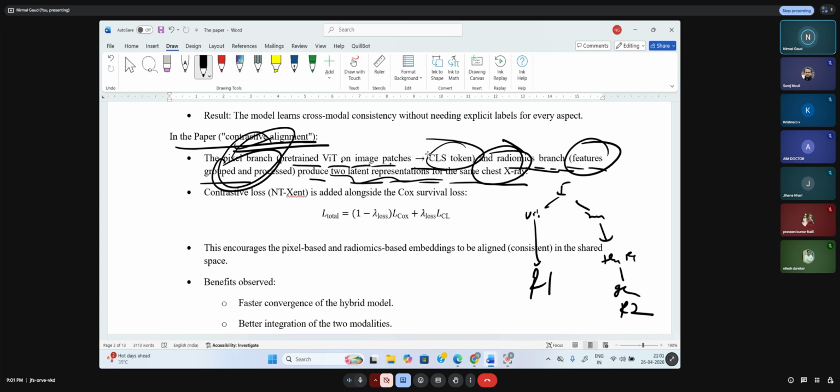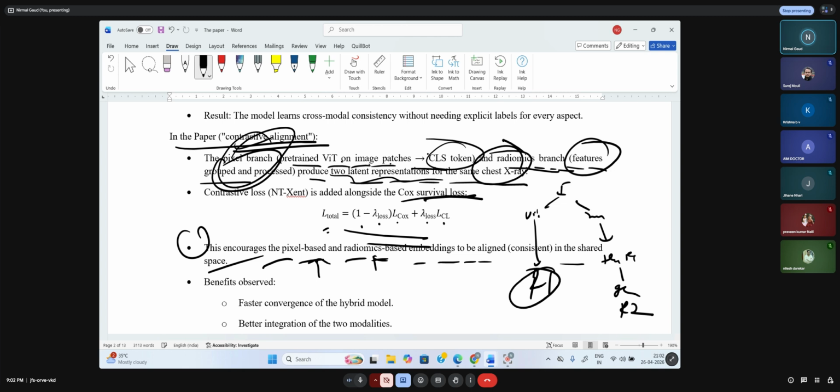We also have a Cox survival loss. That is L total equals (1 minus lambda) times L Cox plus lambda times L CL. This encourages pixel-based and radiomics-based embeddings to be aligned and consistent in the shared space. So it's a new kind of loss introduced to encourage this. This is pixel-based, this is radiomics-based. Embeddings should be aligned, consistent with each other.